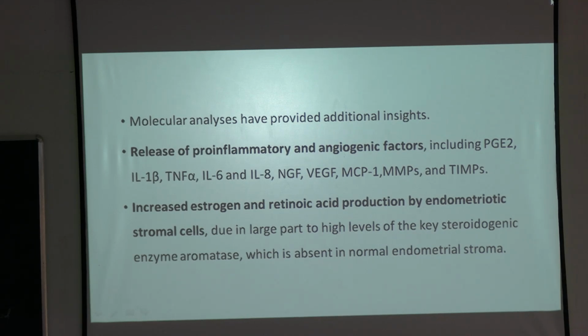Release of pro-inflammatory and angiogenic factor including PGE2, IL-1 beta, TNF-alpha, IL-6 and increase estrogen and retinoic acid production by endometriotic stromal cell, due in large part to high level of steroidogenic enzyme aromatase. Aromatase enzyme কি করে? না, অ্যান্ড্রোজেন থেকে ইস্ট্রোজেন কনভার্ট করে. So increased level of enzyme aromatase means increased level of estrogens, means increased incidence of endometriosis.